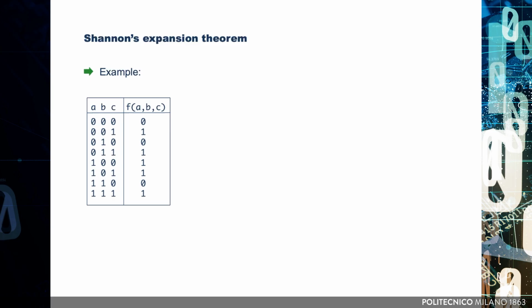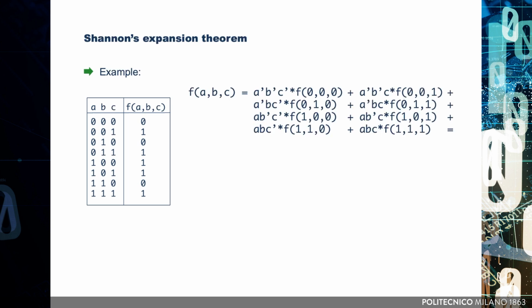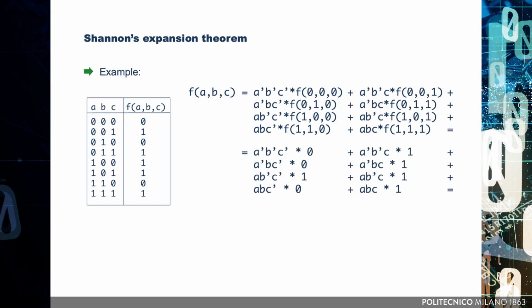Let us show an example. We want to calculate the first canonical form of this function, starting from the definition obtained by iteratively applying Shannon's expansion theorem to all the variables. We take the definition shown in the previous slides. Next, we substitute each f with the corresponding value from the truth table of the considered function, and we eliminate all the terms multiplied by 0. In this way, we obtain the first canonical form.